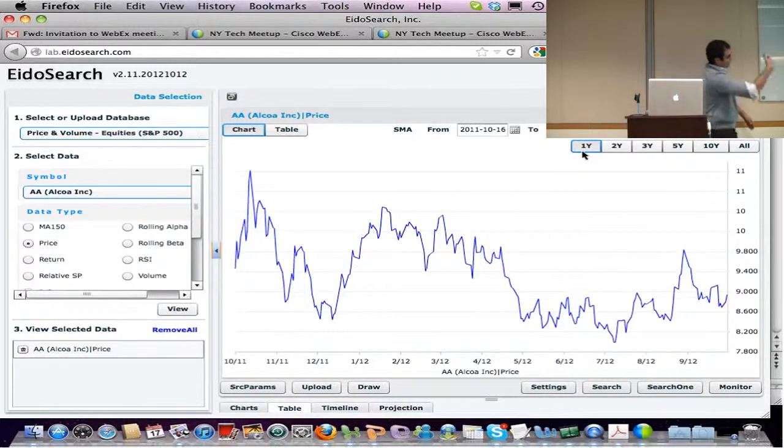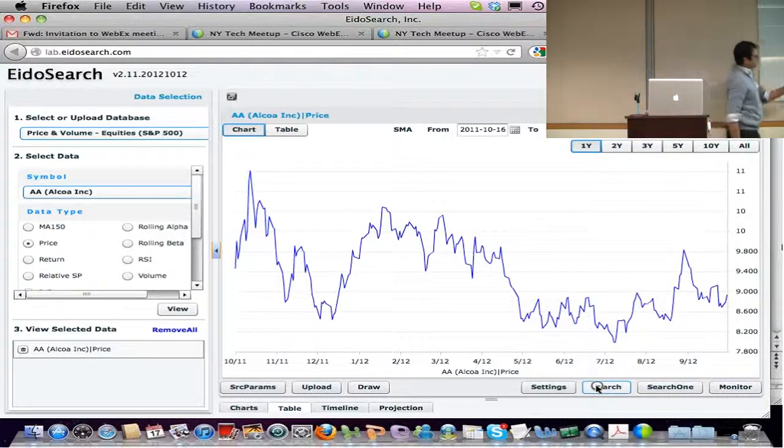Here's what has happened to Alcoa in the last 1 year. So I've just zoomed into this 1 year pattern. The question is, when you've had this sort of declining and choppy sideways behavior, what tends to happen next? So what I'm going to do is click search.